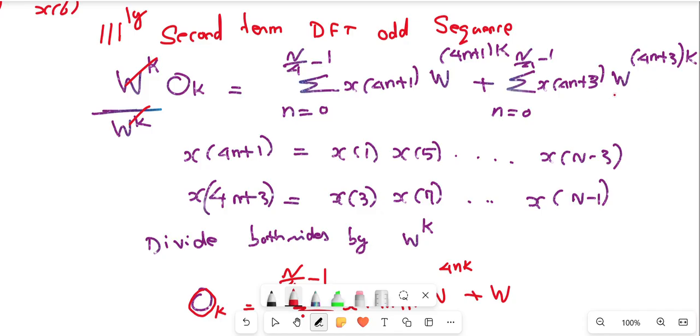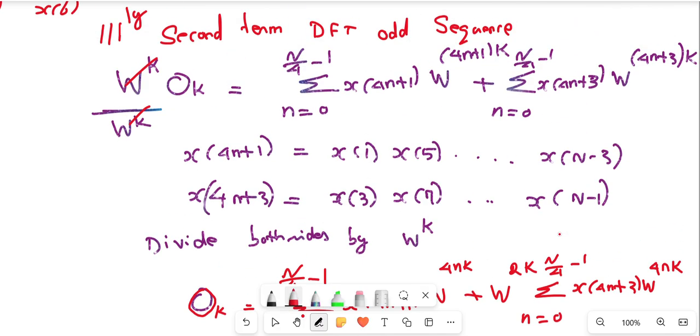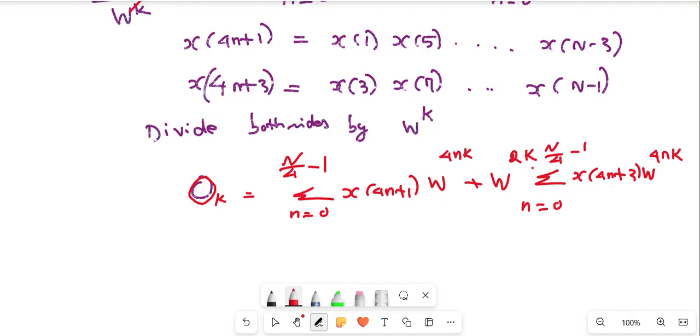4n. So if you divide this one, you will get W power 2k. You will get W power 2k times the summation of n equal to 0 to n by 4 minus 1, x of 4n plus 3 into W power 4nk. W power only 4nk. So 3k divided by k, so you will get only W power 2k. Okay, so this part.